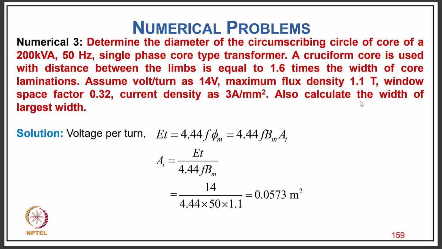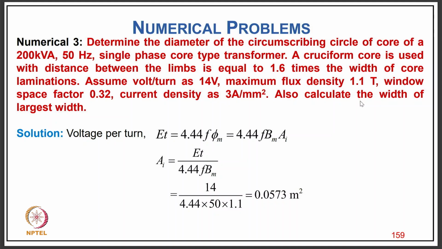Numerical 3, determine the diameter of the circumscribing circle of the core of a 200 kVA 50 Hz single phase core type transformer. It is a cruciform core, the distance between the limbs is equal to 1.6 times the width of the largest stamping, assuming the volt per turn at 14 volt, maximum flux density is 1.1 Tesla, window space factor 0.2, current density is 3 ampere per meter square. Also calculate the width of the largest stamping.